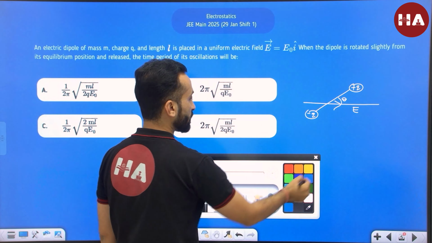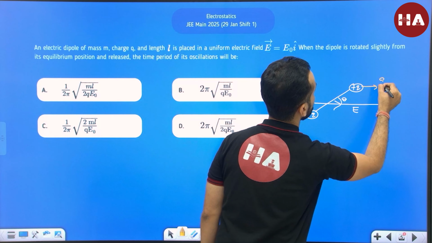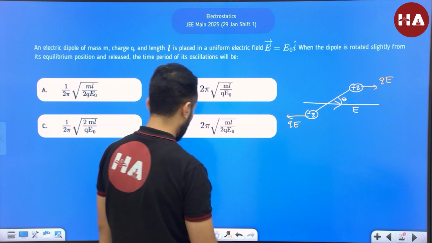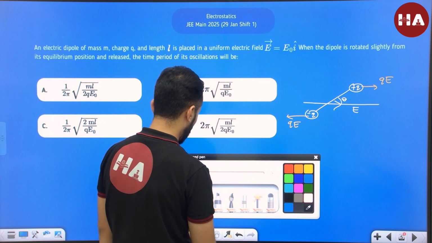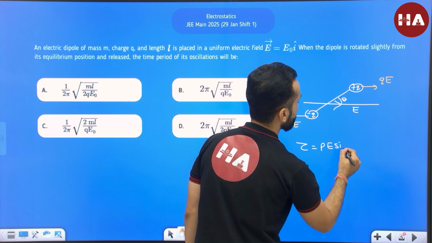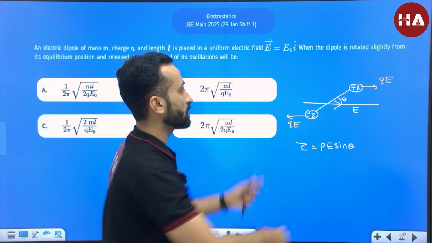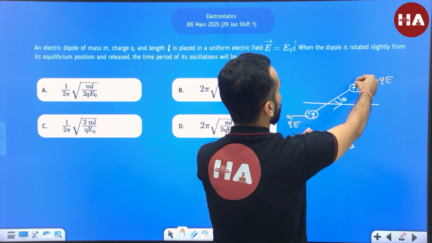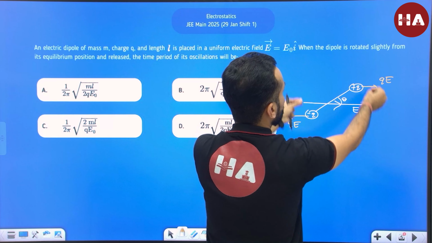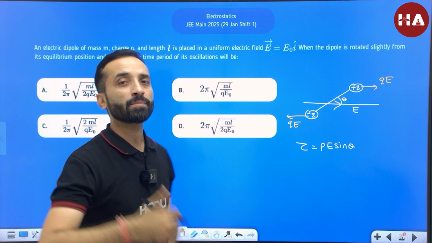Right students, so we do understand that, let's say if this experiences a force qE to the right, this will experience a force qE to the left, eventually causing a torque, and the value of torque we do understand is PE sine theta. But this is not going to be SHM, of course it's going to be oscillation. Once you release it here, it will try to align along the field, but due to inertia it will go further and it will start oscillating like this. So it will oscillate, but it won't be SHM.